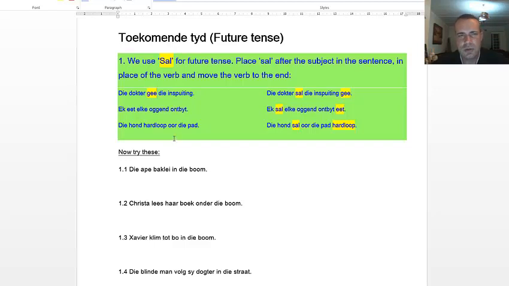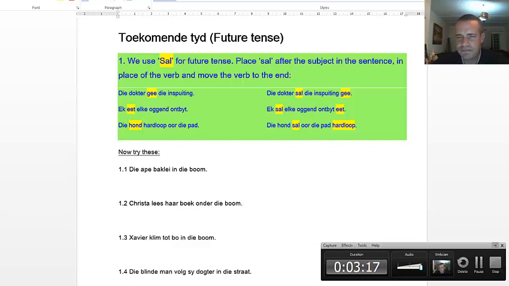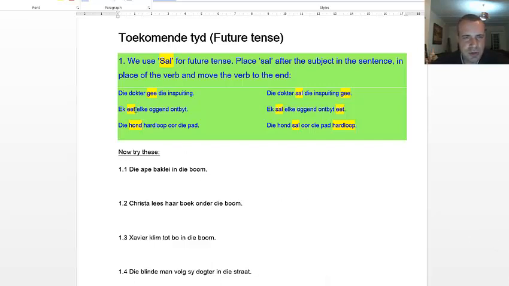Sal will always be verb 1. Typically you'll start with something like a subject or time. The second thing in the sentence will always be the verb. But you're now going to move that verb to the end of the sentence and replace it with a sal. Sal shows us that this is future tense. Cool. So let's just do those examples quickly. So die dokter gee die inspuiting. The doctor gives the injection.